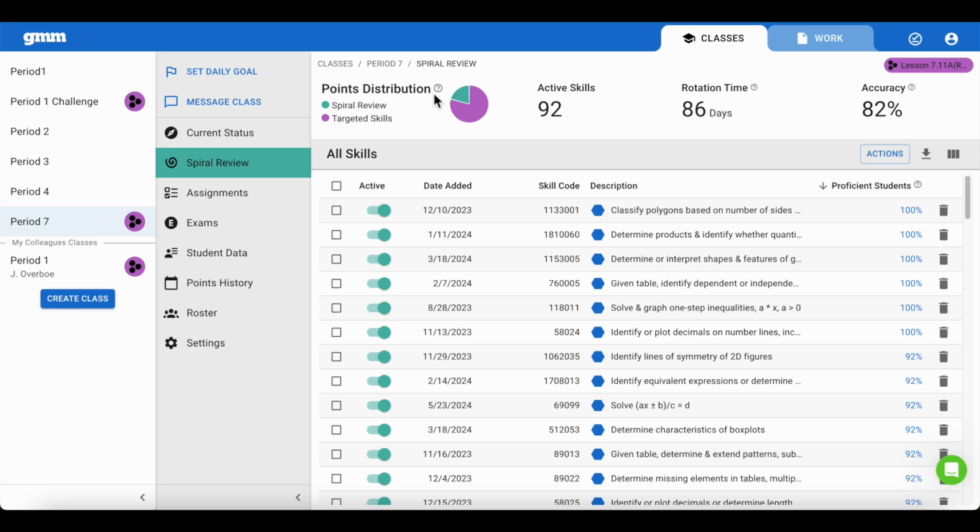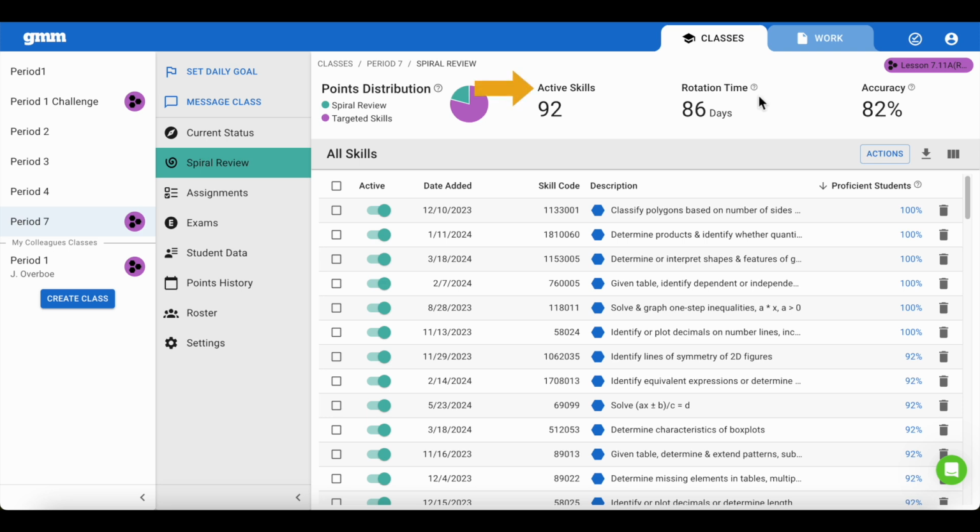Let's look at the data for a class. Select Spiral Review from the gray column. The first metric to consider in those top-level metrics is points distribution. This is defined as all points earned for this class. Points earned should be weighted in favor of Spiral Review. Remember, more time in Spiral Review is going to build your students' long-term retention.